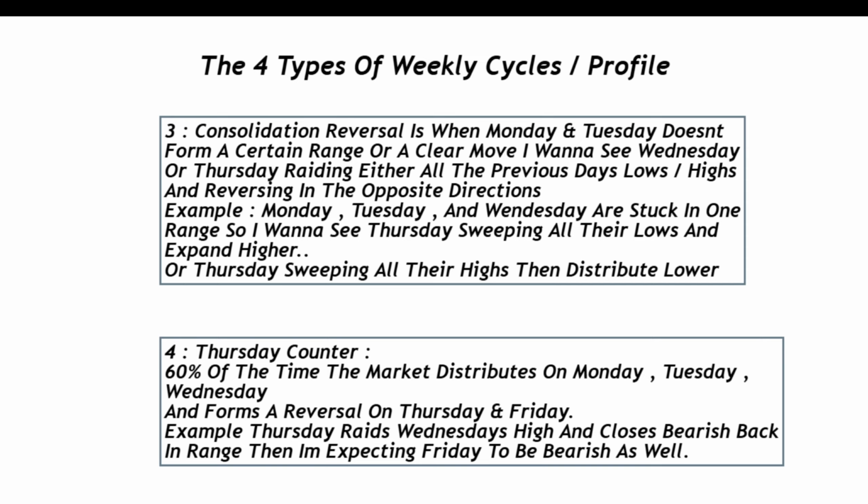And usually when you have a one-sided distribution from Monday to Wednesday, you want to see a reversal on Thursday and Friday. But you should surely have a sweep of Wednesday's high or low before reversing. For example, Thursday raids Wednesday's high and closes bearish. That means it closes back in range. Then I'm expecting Friday to be bearish as well. So this is how you can catch the Thursday counter.